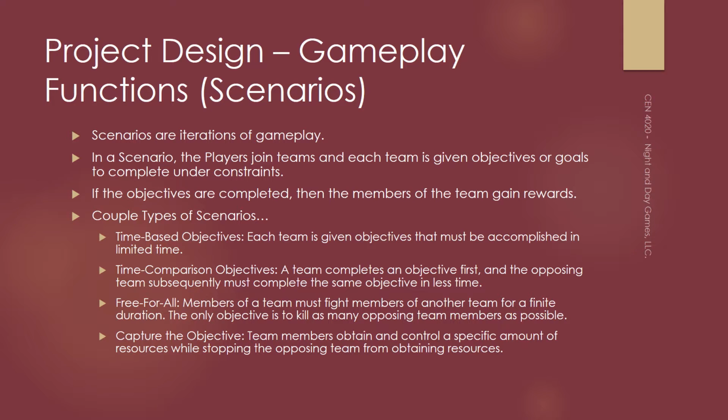There are 4 types of scenario objectives. Time-based, which sets a finite time to complete objectives. Time comparison, in which one team completes an objective in opposition to another team, and then the teams swap, and the once opposing team must now complete the same objective in less time. There's free-for-all, in which members of a team must fight and defeat members of an opposing team while trying to stay alive themselves. Finally, capture-based, in which a team must capture a building or an item or an objective in the game and protect items of their own from the opposing team.